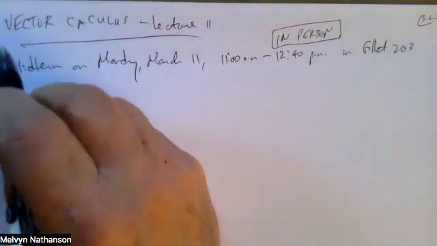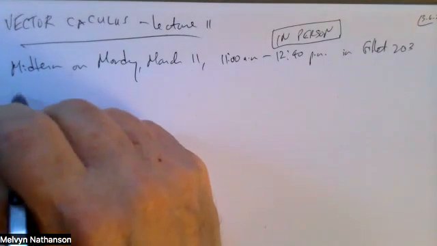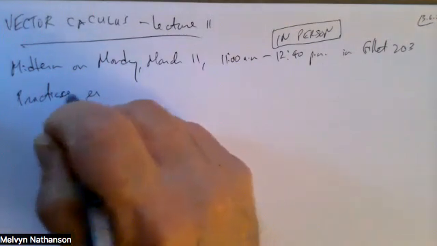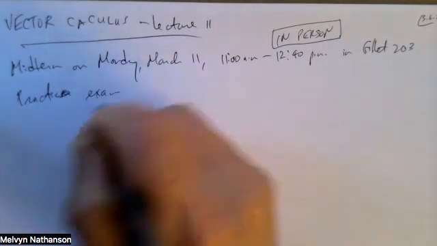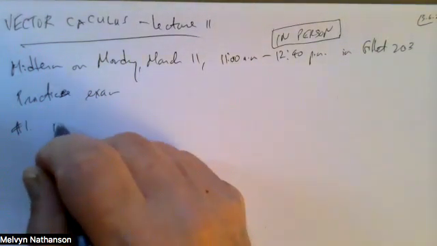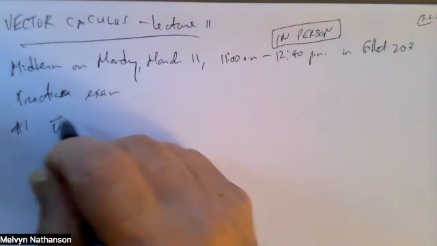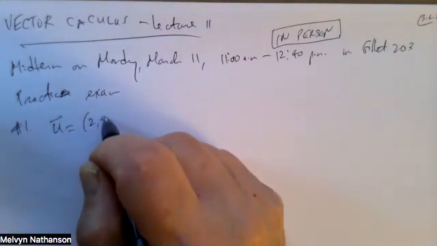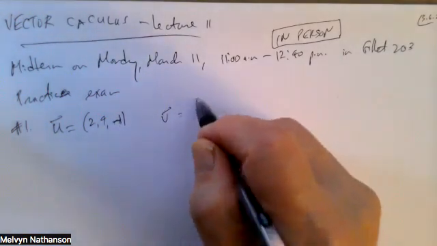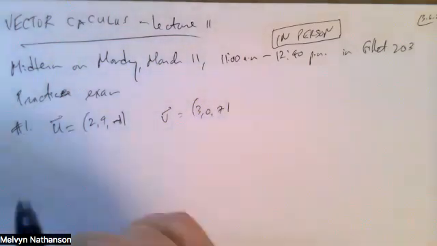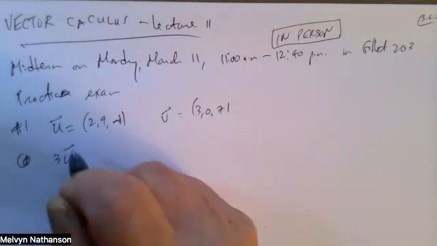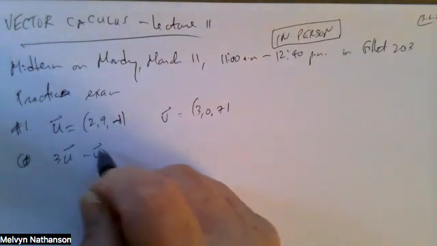So from the practice exam, let's look at number 1. Easiest place to start. We have two vectors, U is 2, 4, -1, and V is 3, 0, 7. So 3 times U minus V.